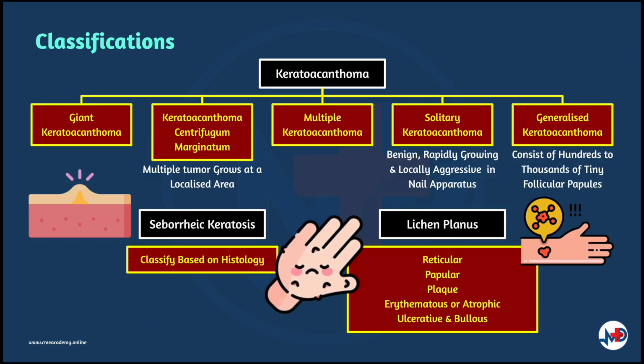Keratoacanthoma is classified into giant keratoacanthoma, keratoacanthoma centrifugum marginatum, which has multiple tumors growing in a localized area, multiple keratoacanthomas, solitary keratoacanthomas, which is benign, rapidly growing and locally aggressive tumors which occur in the nail apparatus, and generalized eruptive keratoacanthoma, which consists of hundreds to thousands of tiny follicular keratotic papules. Seborrheic keratosis classification is based on its histopathological morphology, and lichen planus can be classified into reticular, papular, plaque-like, erythematous or atrophic, ulcerative, and bullous.